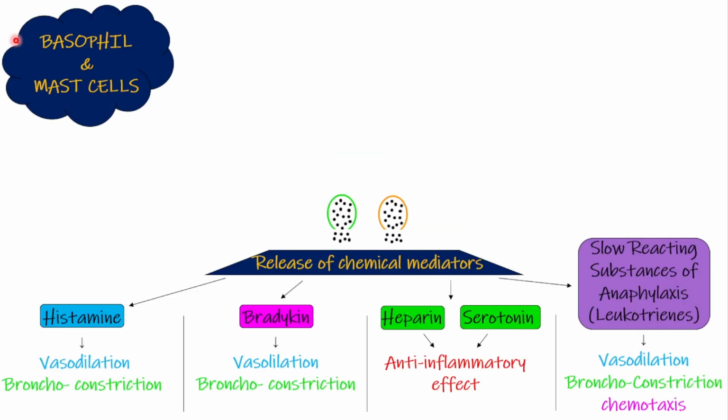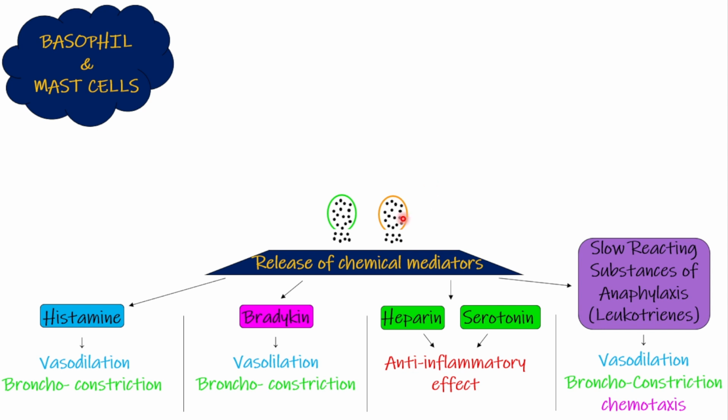So what exactly is the function of basophils and mast cells? In allergic reactions, these basophils and mast cells release a lot of chemical mediators like histamine, bradykinin, and slow reacting substance of anaphylaxis. These chemical mediators cause vasodilation, bronchoconstriction, chemotaxis, all those things which are related to the allergy.